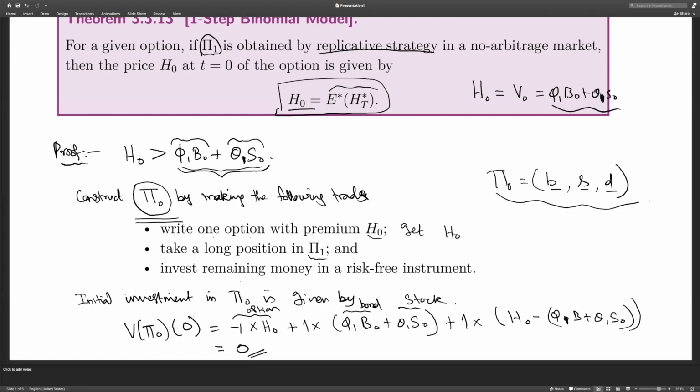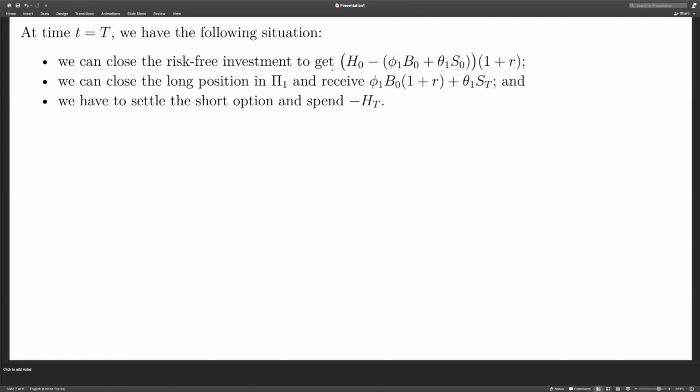Now at t equal to capital T, what happens? Let us see. We can close the risk-free investment to get this money. You can see that we have invested H naught minus the initial investment of the portfolio pi 1, and that is amplified as per the interest rate, and then we can close the long position in pi 1 and receive this amount. The first component is phi 1 into B naught, and that is amplified by 1 plus R, where R is the per period interest rate, plus theta 1 into ST, because at time capital T the stock price is ST. So you will receive or spend money depending on whether this quantity is positive or negative. And then you will come to settle the short position in the option.